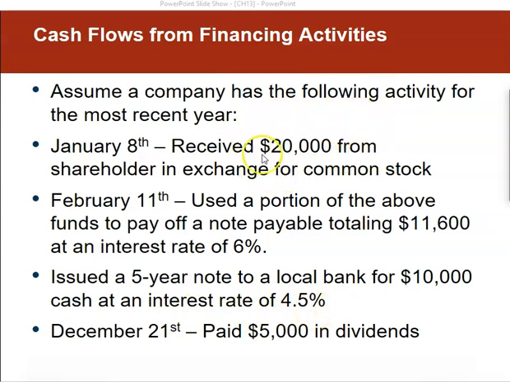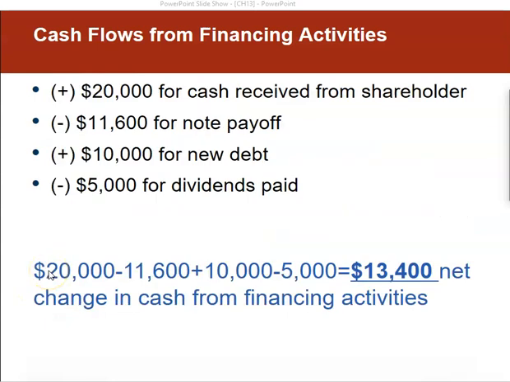So you see what they're doing here. They had this inflow of money. They used it to pay off the higher interest note, and then they took out a little bit less at a smaller interest rate. And then on December the 21st, paid $5,000 in dividends. So look at this. It's 1, 2, 3, 4 transactions for the entire year. Now, in reality, you're probably going to have more than that, but hopefully you get the picture. Okay, let's see if we have anything else on this.